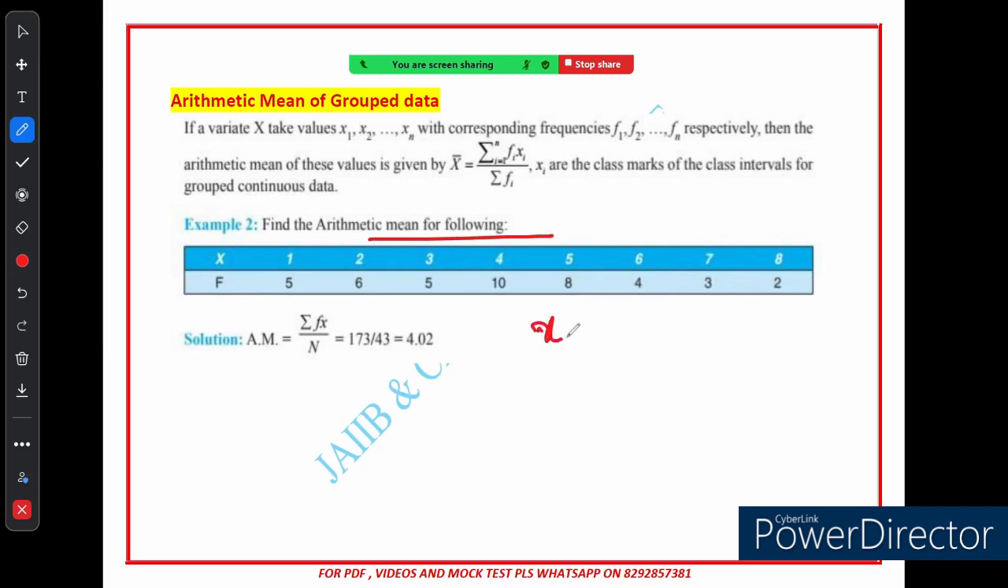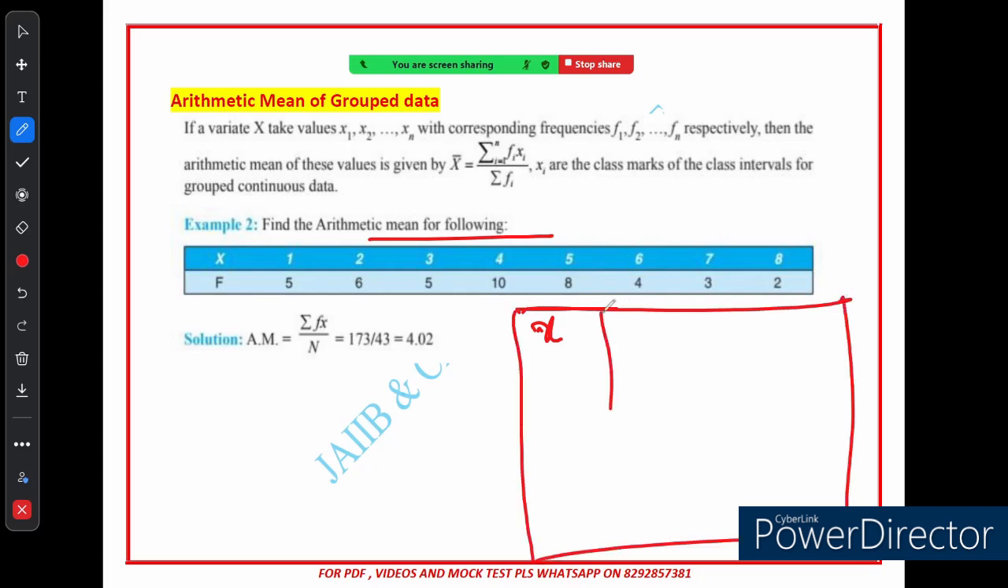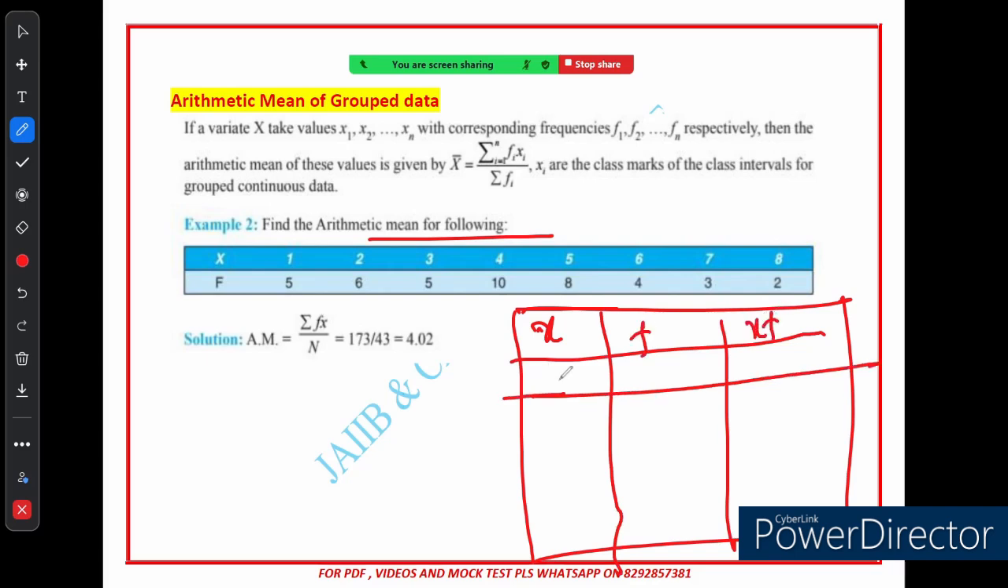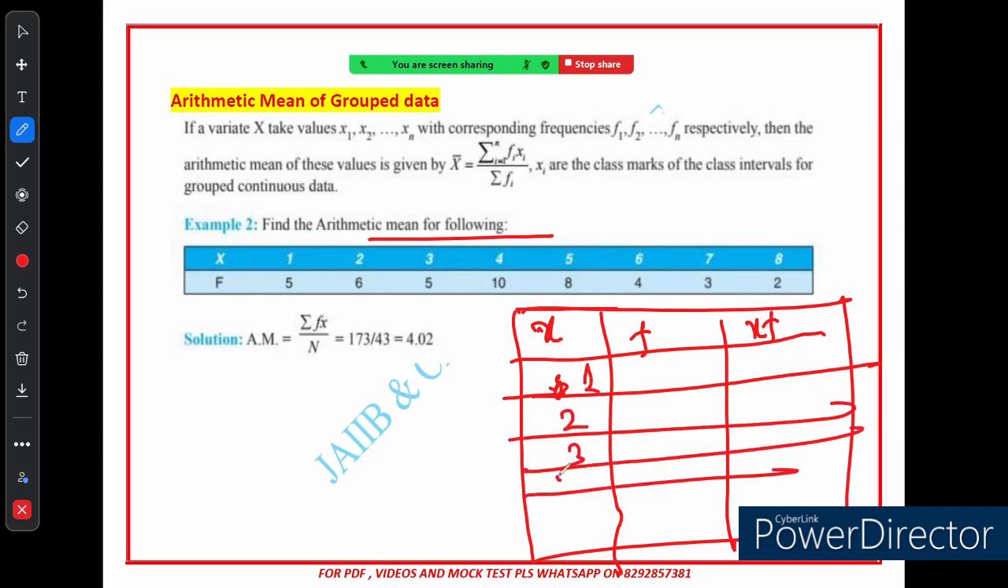Let me show it. You prepare a table. Simply prepare a table. You prepare 3 columns. The first column is for x, the second column is for f, and the third column is x into f, right? So what are the values? What is x? 1, 2, 3, 4, 5, 6, 7 and 8.